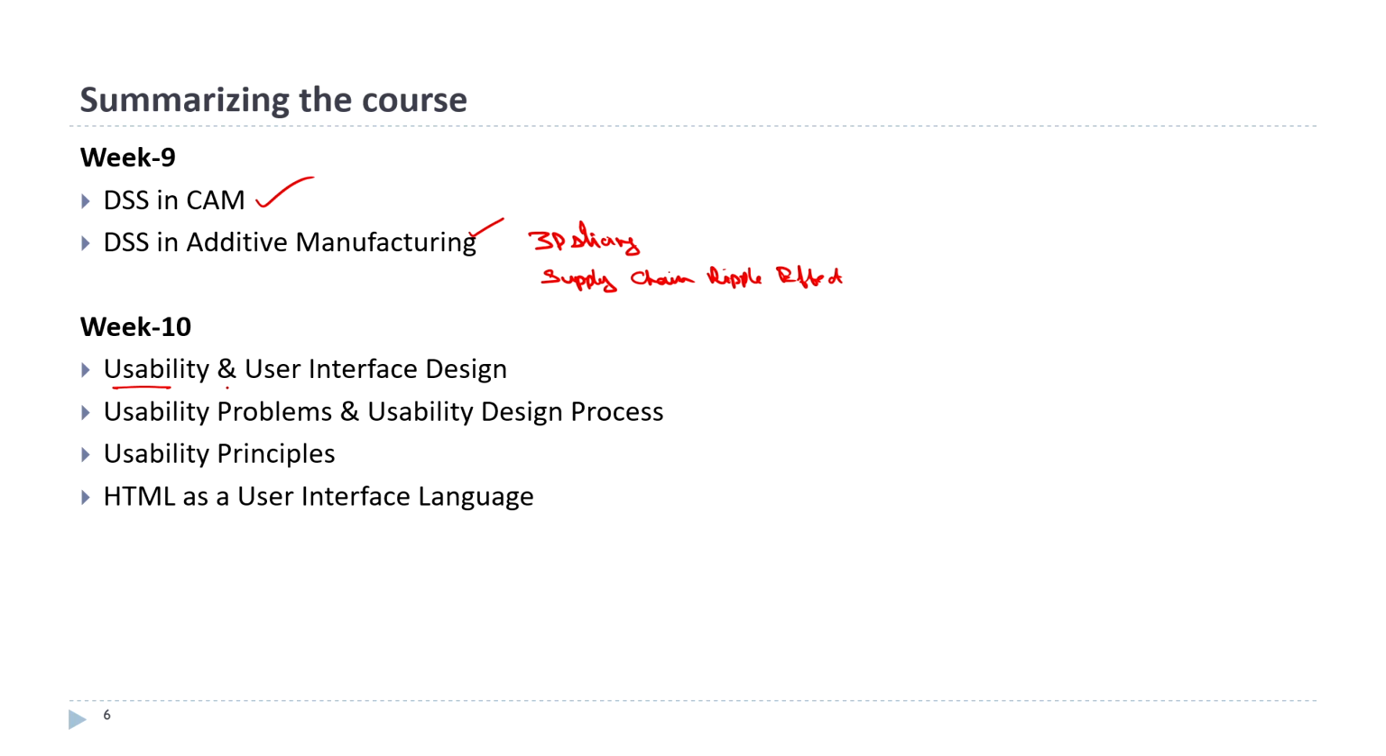Then for the user interface design, the usability engineering, and why isn't usability engineering being done regularly? Certain reasons were given for that. The benefits of usability engineering were given to the user, to the company, to the designer, and how do we plan for design. This was also introduced in the week 10 lecture 1. And the second and third lectures also talked about the problems and usability design process and principles.